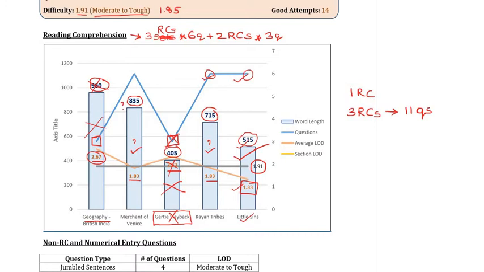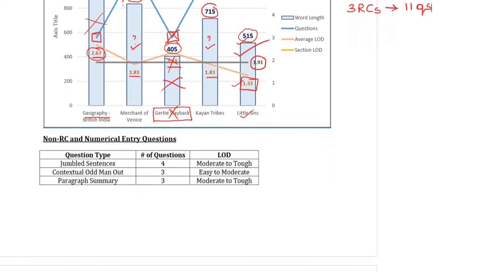Let's now move on to the non-RC questions and see how they could have been attempted. As you can see, the typical breakup which is followed in CAT and all our other mocks was followed here too: 4 questions on jumbled sentences, 3 on contextual odd man out, and 3 on para summary. Contextual odd man out questions are typically those where you have 4 or 5 jumbled statements. You need to arrange them to form a coherent paragraph, but after that, there will be one statement which can be eliminated because it does not fit into the paragraph. So they are slightly tougher compared to standard jumbled sentences.